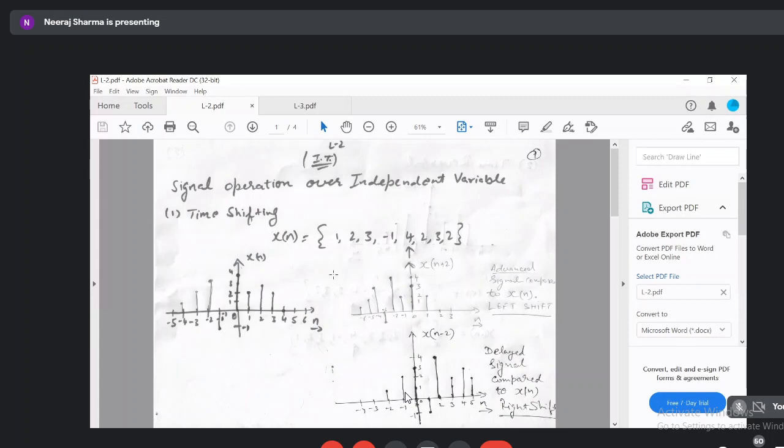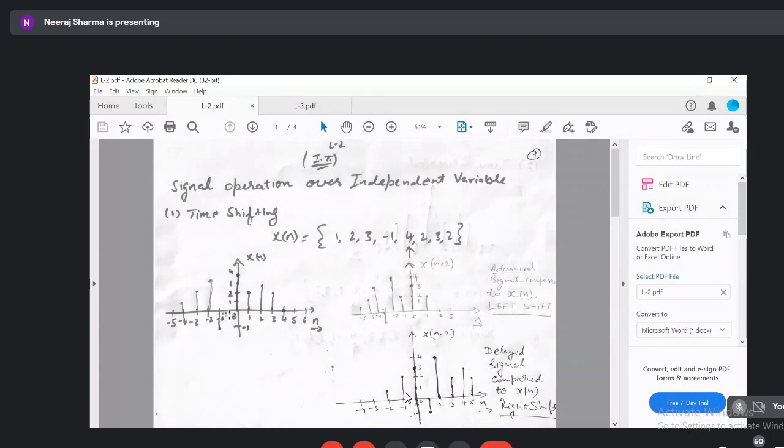Then the next element will be x1 with amplitude 2. Next is x2 with amplitude equal to 3. Next is x3 with an amplitude equal to 2. And for the rest of the values, that is x4, x5, x6, the magnitude or amplitude will be equal to 0.